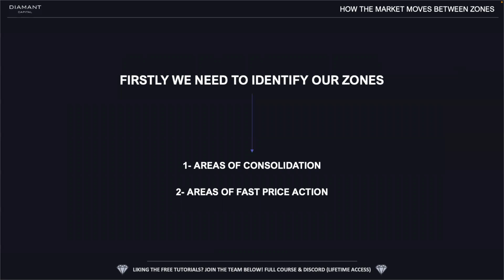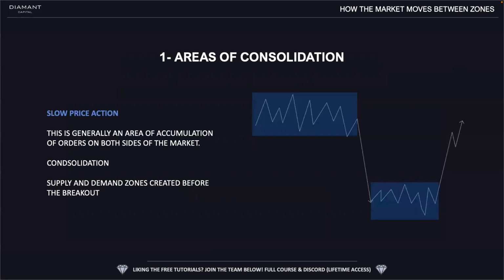In other words, the consolidation could be the accumulation phase or the distribution phase. Fast price action is also known as the imbalance. But we're going to get straight into how it actually looks in the market. In terms of the first area, areas of consolidation, typically it's slow price action. Price isn't moving in a certain direction, it's just chilling there. And usually we get some kind of supply or demand zones created just before the breakout. Obviously we can use these to our advantage.